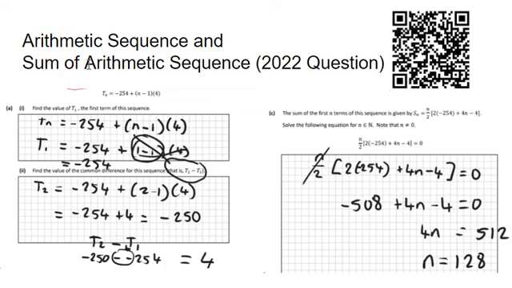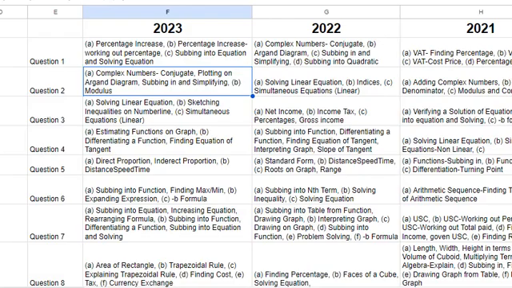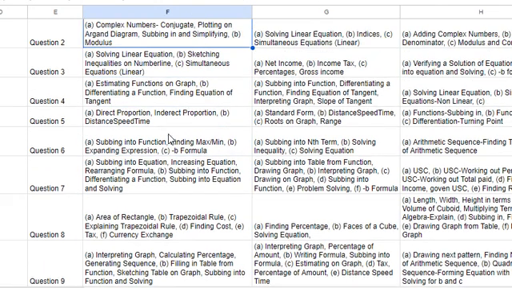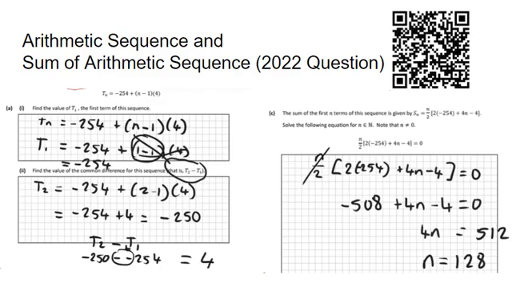Right, next one is arithmetic sequence and sum of arithmetic sequence. Now, interestingly enough, this didn't really come up last year that I could see when I was going through the paper. So I've just put it in, but it's a really big topic, so it was very unusual that it didn't really come up. It came up in 2022 and all the other years, so I'd really be expecting it this year again. This is the question from 2022.